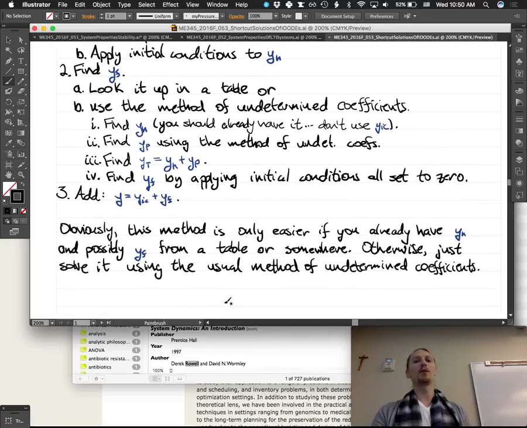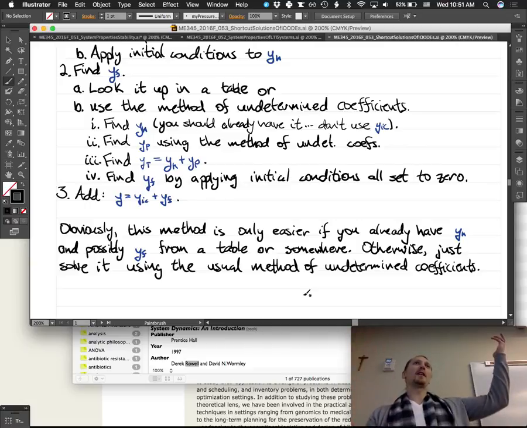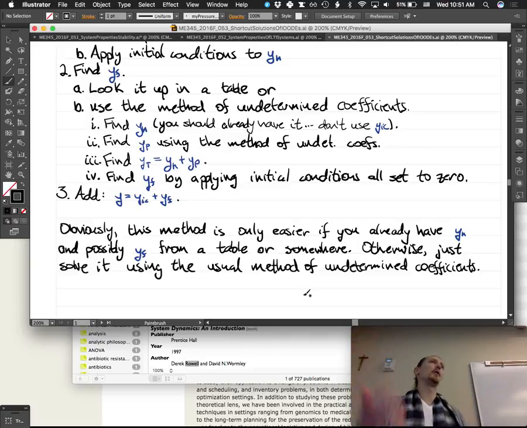Obviously, this method is only easier if you already have y homogeneous and possibly y forced from a table or somewhere. You've got to have that. Otherwise, just solve it using the usual method of undetermined coefficients from the beginning, right? So if you've got some already solved for you, then use this method. But if you don't, then you can just start over from the beginning and roll your own, which is sometimes just preferable anyway.